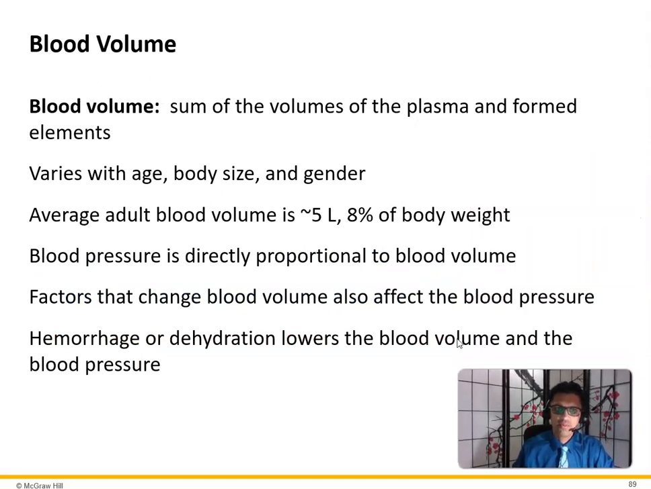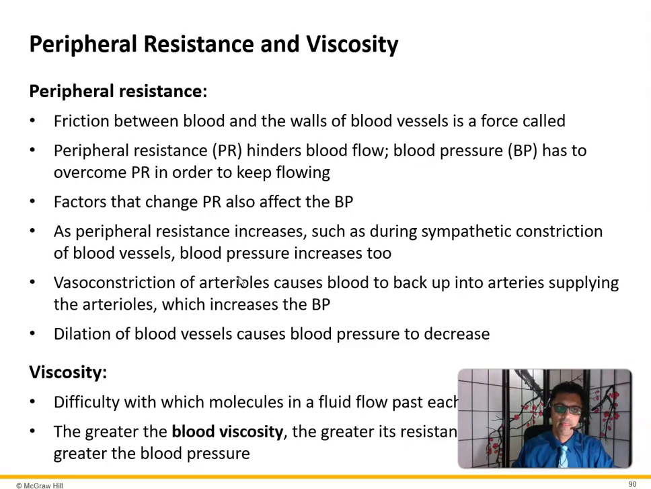Blood volume, the sum of volumes of plasma and formed elements, varies with age, body size, and gender. The average adult blood volume is roughly 5 liters, 8% of your body weight. Blood pressure is directly proportional to blood volume. Factors that change blood volume also affect blood pressure. Hemorrhage or dehydration lowers the blood volume and blood pressure. So if you're dehydrated, your blood pressure can drop. You get up too quickly, boom, you pass out. So you have to be very careful.